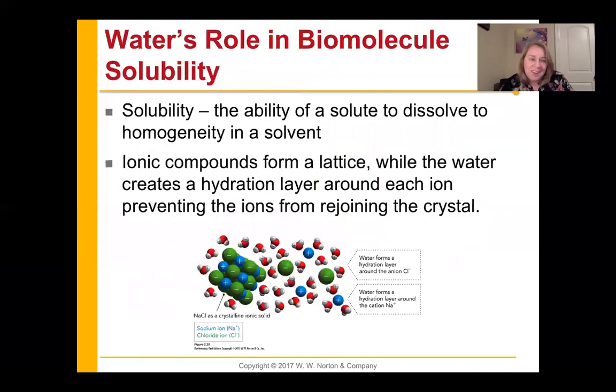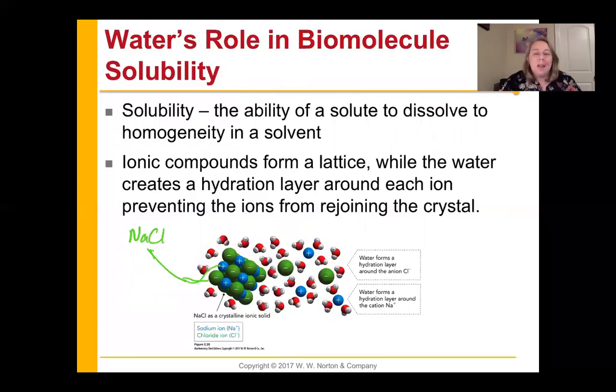All right. So let's talk about water's role in solubility. This is a really, really big one. So solubility is the ability of a solute to dissolve in a solvent completely, right? So think about an ionic compound. Think about, this is an example, NaCl, right? It's a -1 charge and a +1 charge, so we can assume NaCl.